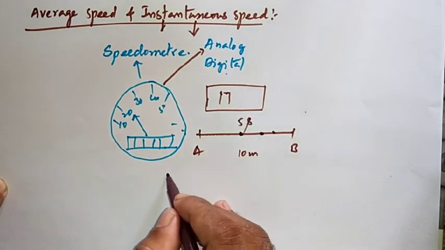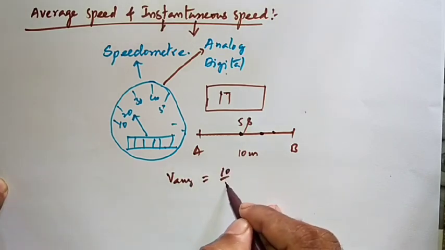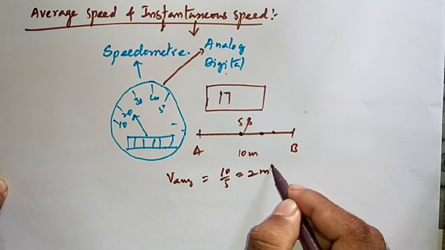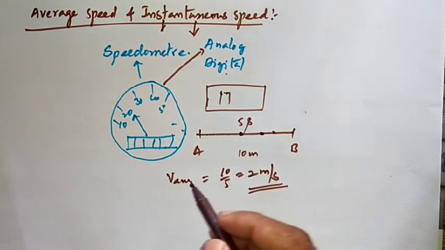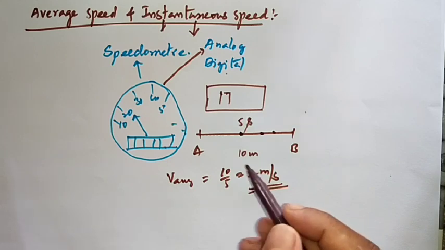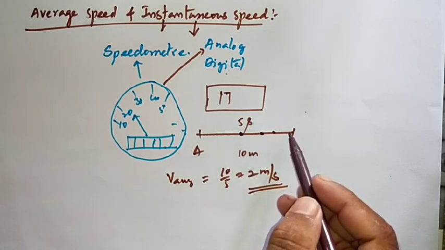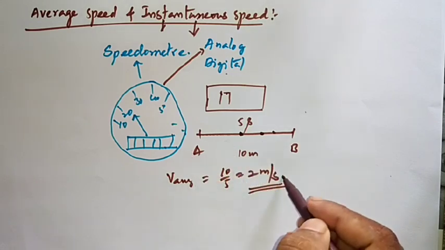Okay, now what is the average speed? Total distance by total time. 10 by 5, that is what? 2 meters per second. Okay, this 2 meters per second is the average speed of the vehicle. Are you understanding or not? The vehicle is moving from A to B. So for the whole journey, the average speed is 2 meters per second.